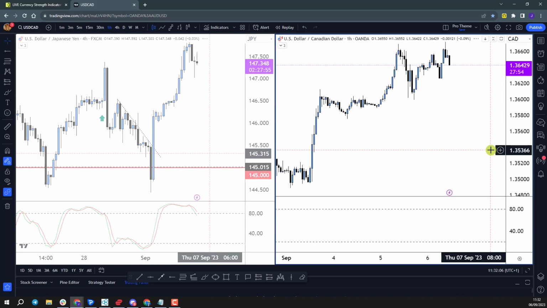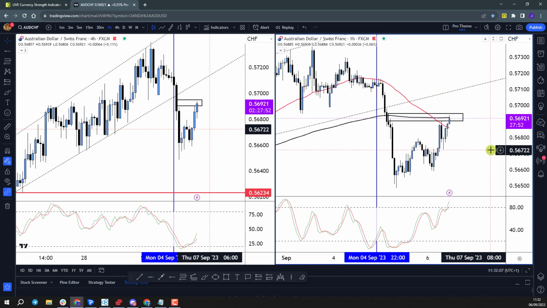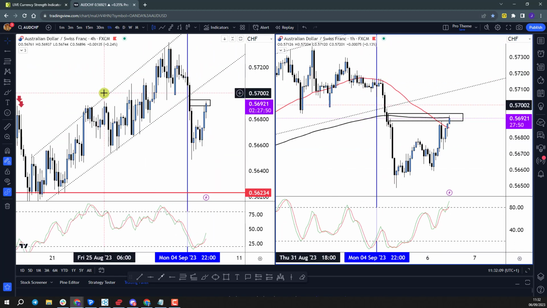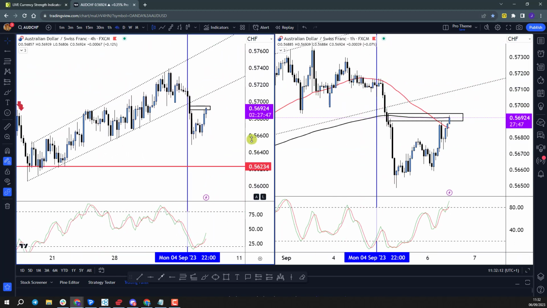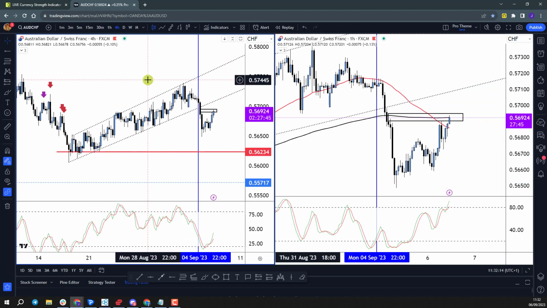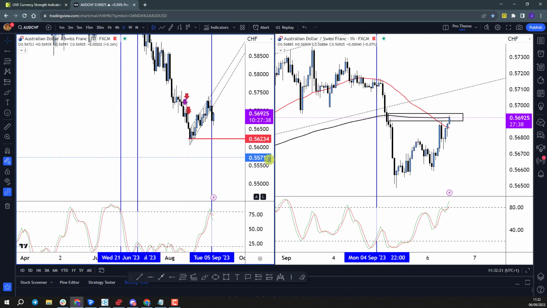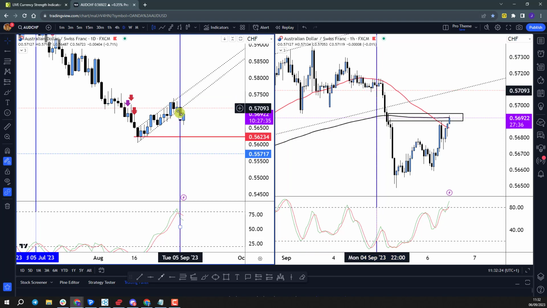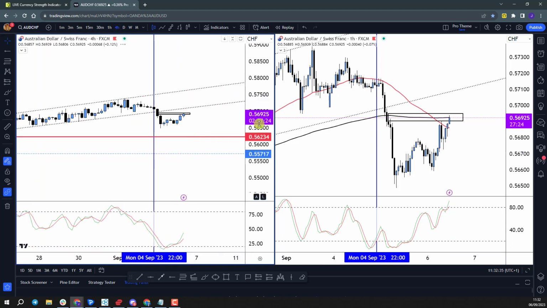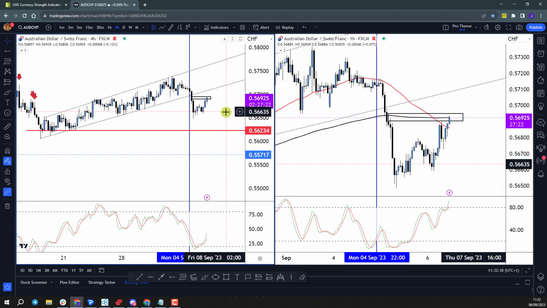If I just scoot on down to Aussie Swiss, we did discuss this market in a little bit of depth because we were getting some very interesting criteria being met. First of all, we looked at it from the daily chart point of view: the daily chart had traded through this bullish channel. We had a close below, which is great. Even if we look at the stochastic, we've had a turn bearish there. So I'm looking to see if we can see some continuation to the downside.